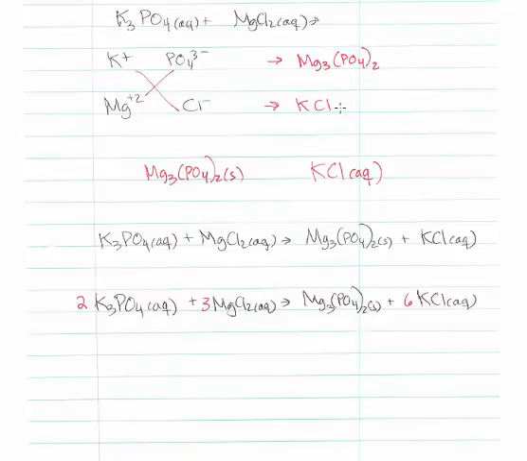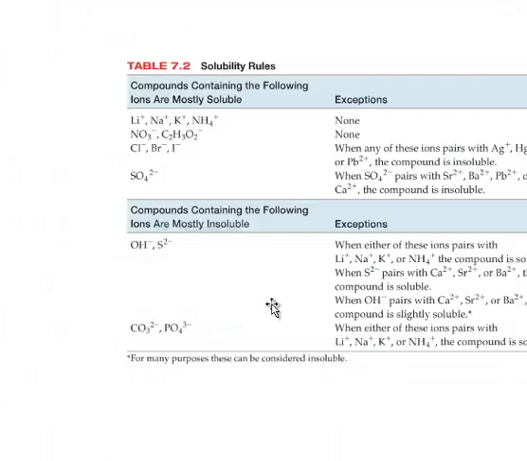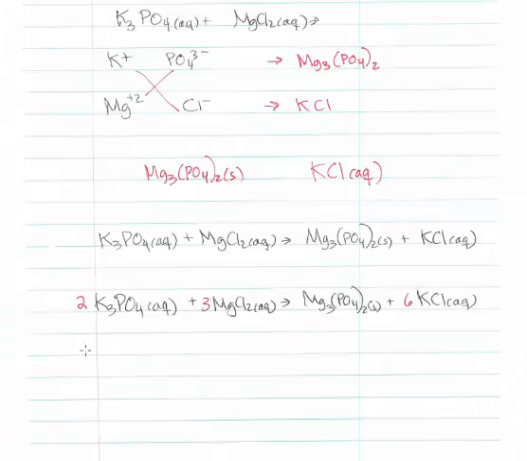It doesn't matter what order I put them in. I can put potassium chloride first or magnesium phosphate first. Next thing I want to do is check the solubility. I'm going to look at magnesium phosphate first. Phosphate is always insoluble. Here are the exceptions. Magnesium is not one of the exceptions. So I know that magnesium phosphate is going to be solid.